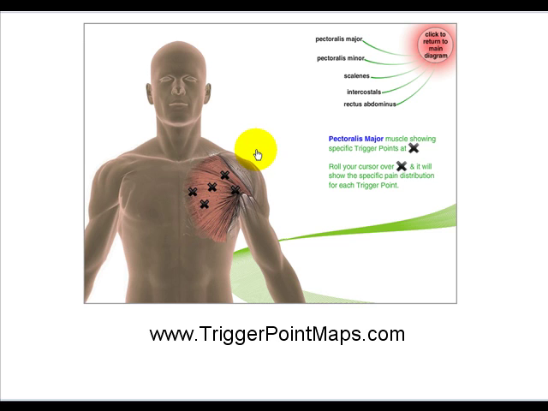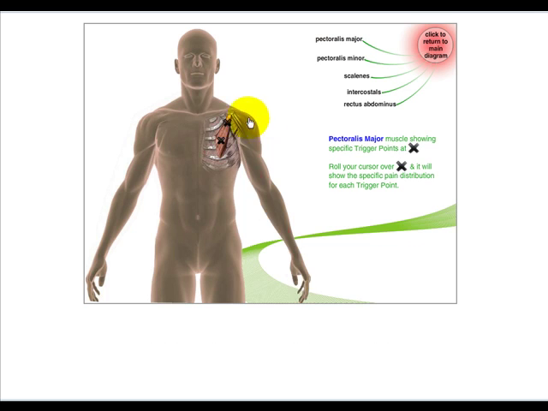If you then decide, okay, that's interesting, but I'd like other muscles that cause pain in my chest, you can come up here and you can click pectoralis minor. Here's the muscle, and as I run my cursor over, it will highlight the pain which runs all the way down the arm. So you can follow each of these.